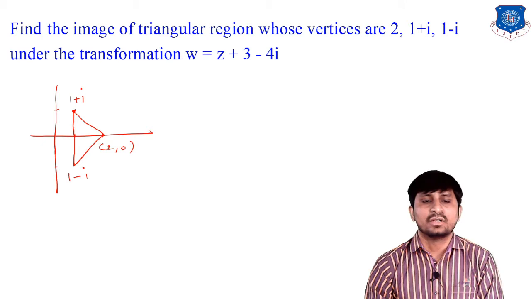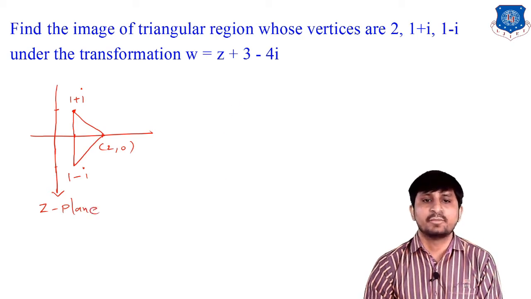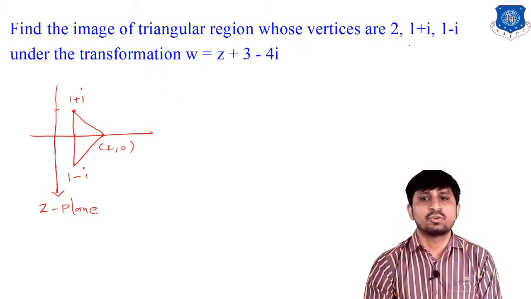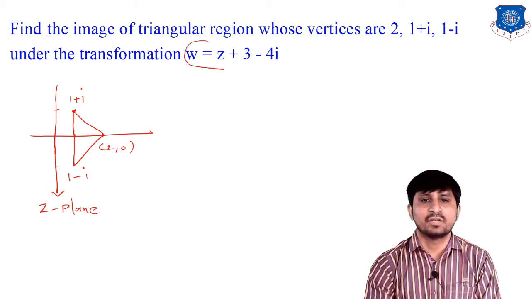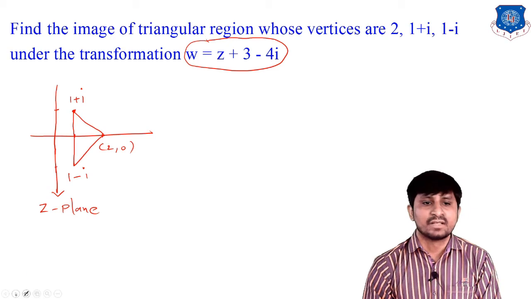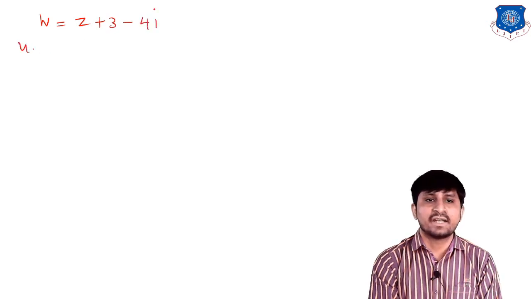Okay, and this is the figure in z plane, right? Now I want to draw a figure in w plane after finding the images. Find the image of the triangular region whose vertices are 2, 1 plus i, 1 minus i. And what is my transformation? w equal to z plus 3 minus 4i. So first of all, we can easily find the values of u and v. u plus iv is equal to x plus iy plus 3 minus 4i.